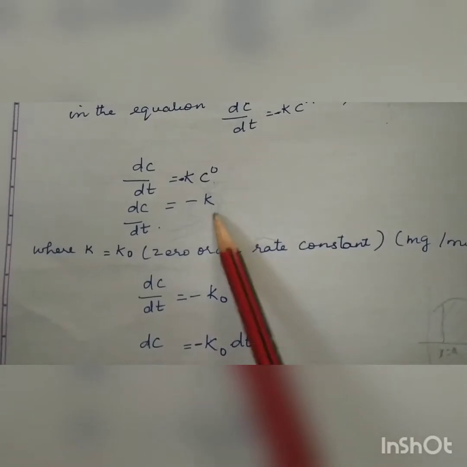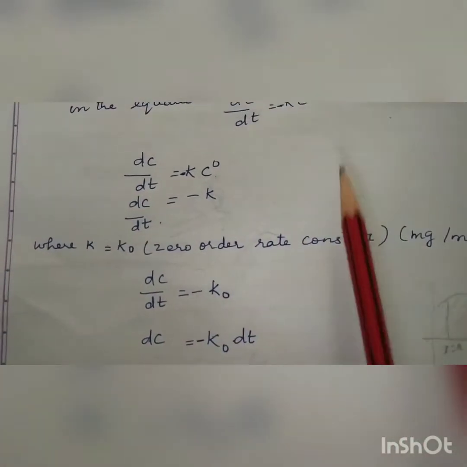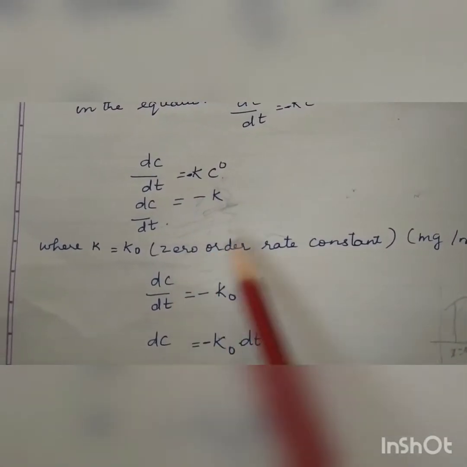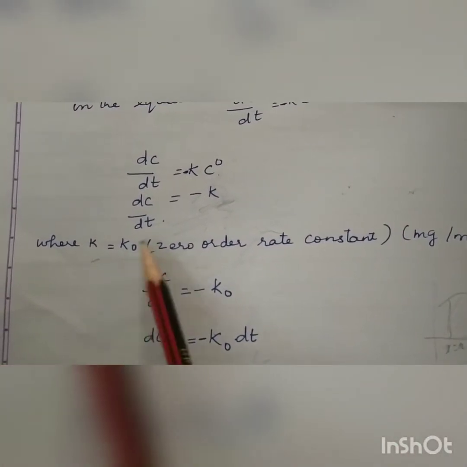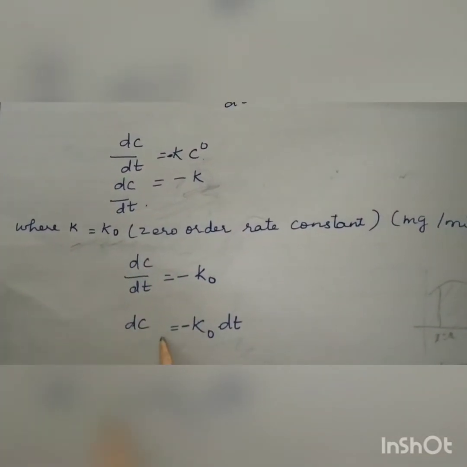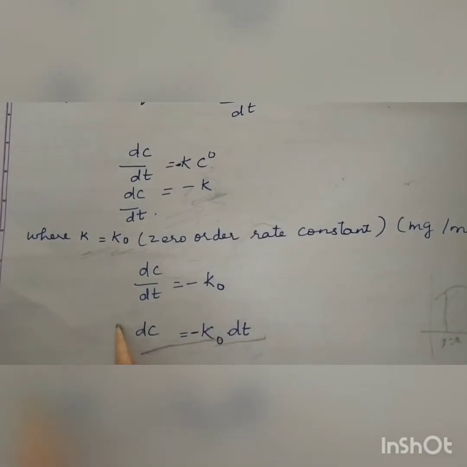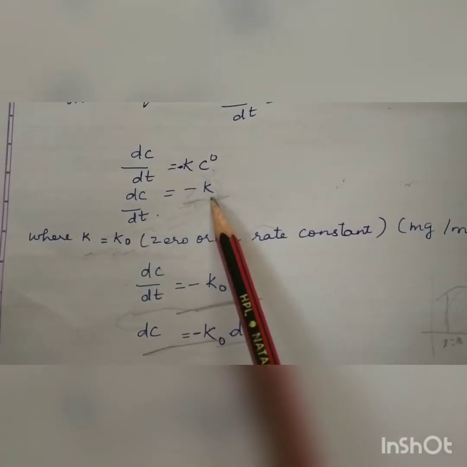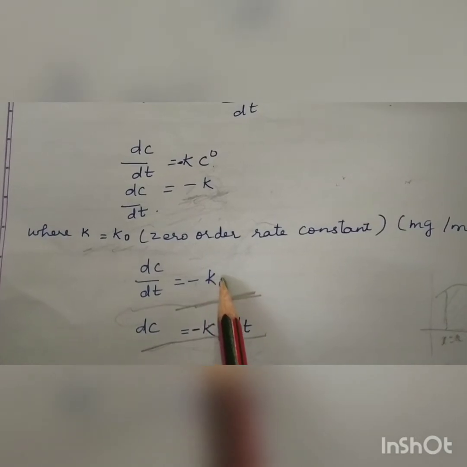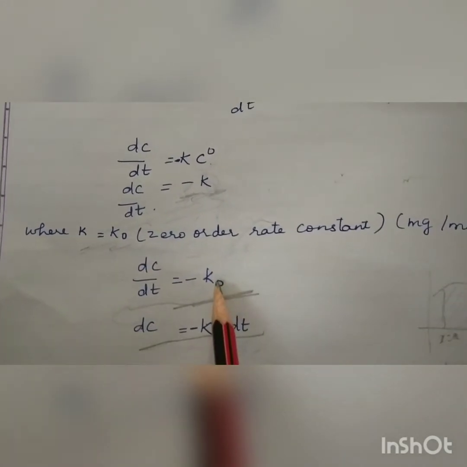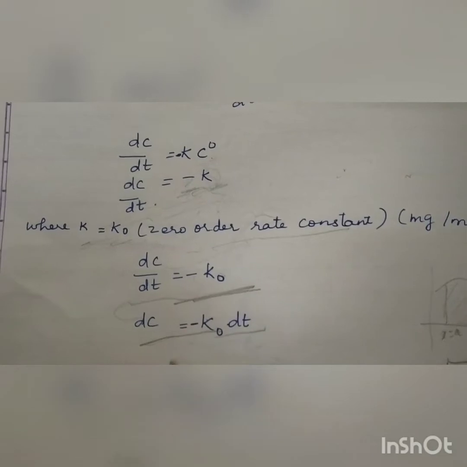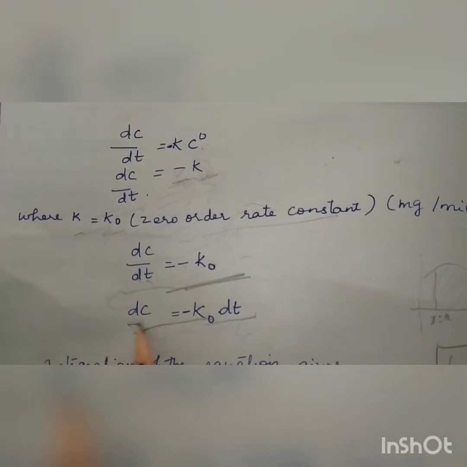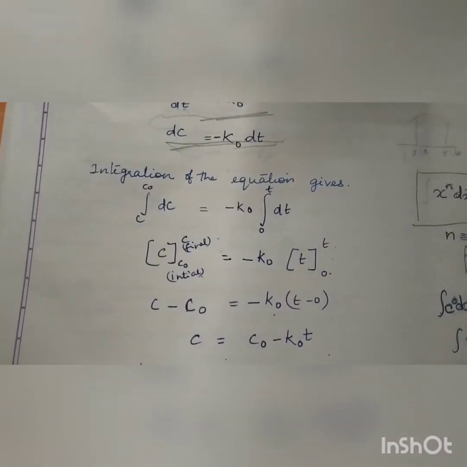And here, since we are discussing zero order, instead of K, just to represent this as a zero order reaction, we are writing K as K0. So the reaction can be written like this, dC by dt. Instead of minus K, we are substituting the zero order rate constant, and we are just taking this dt to this side, so that the final equation will be like this.